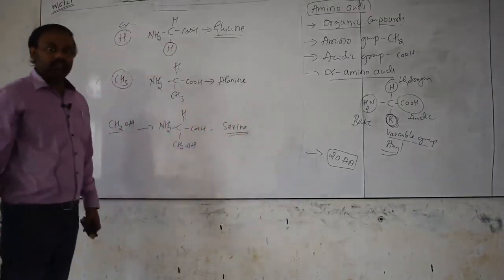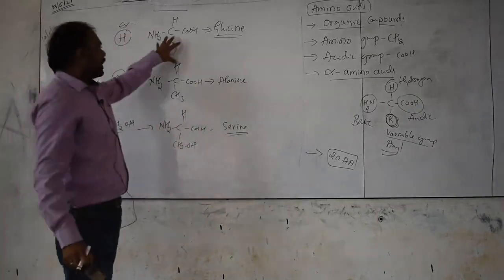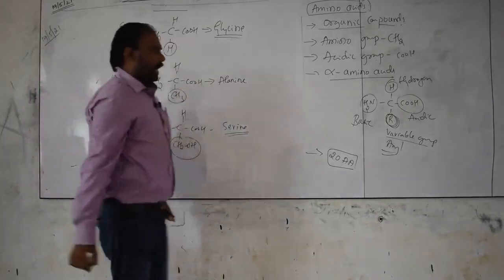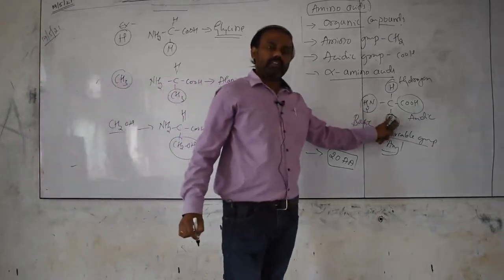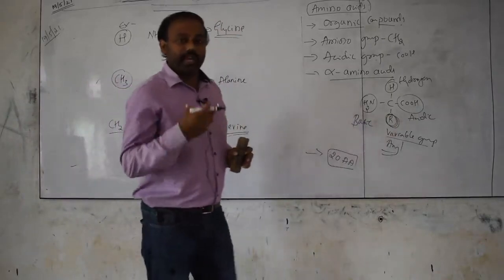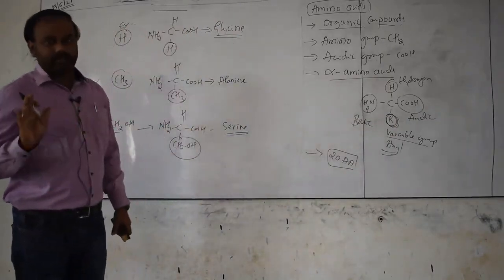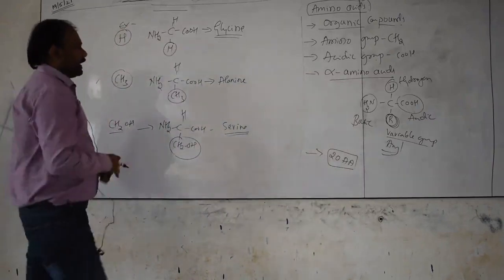Do remember, this is how the name of the amino acid depends on the R group, that is the aryl group. Clear? This is how we need to name the different amino acids. Very clear? Yes. Next.